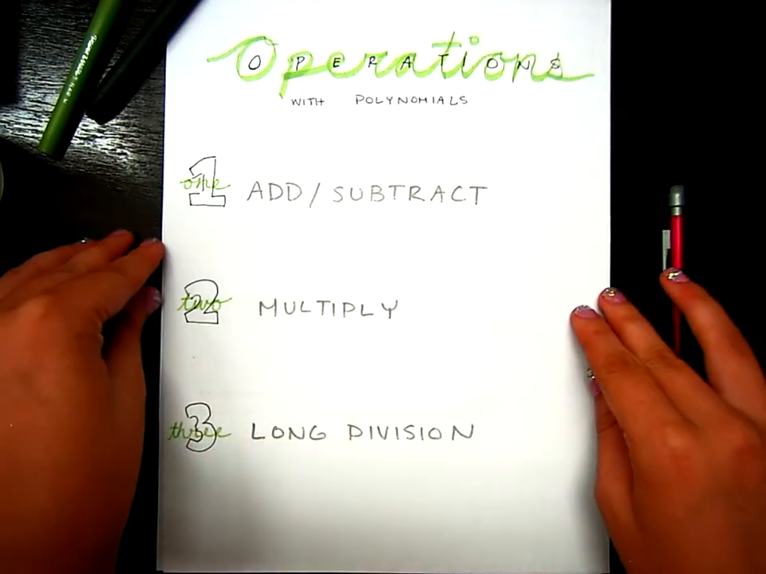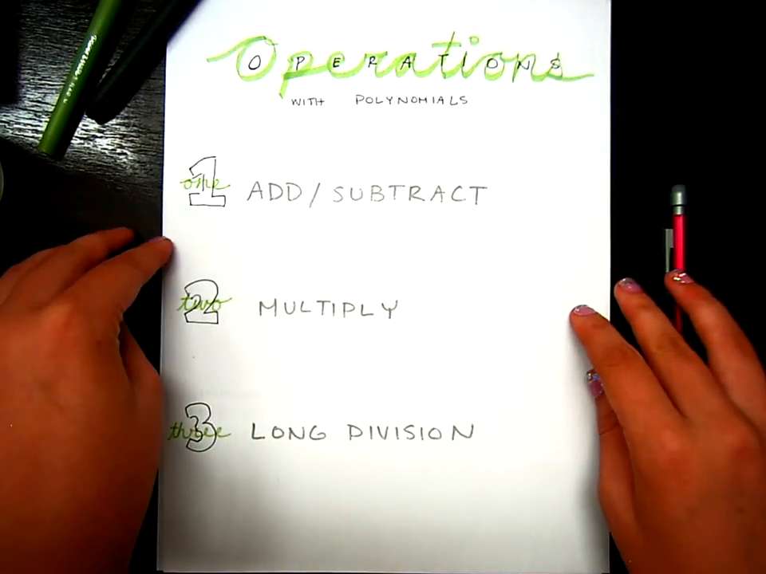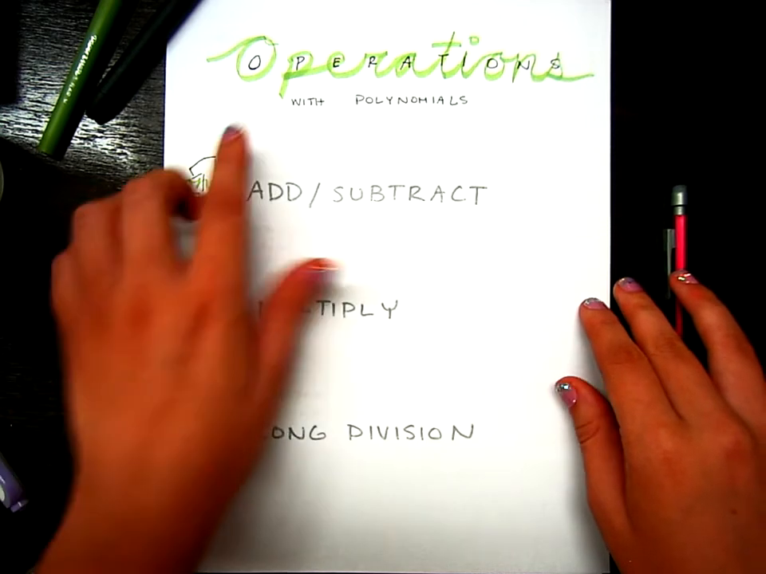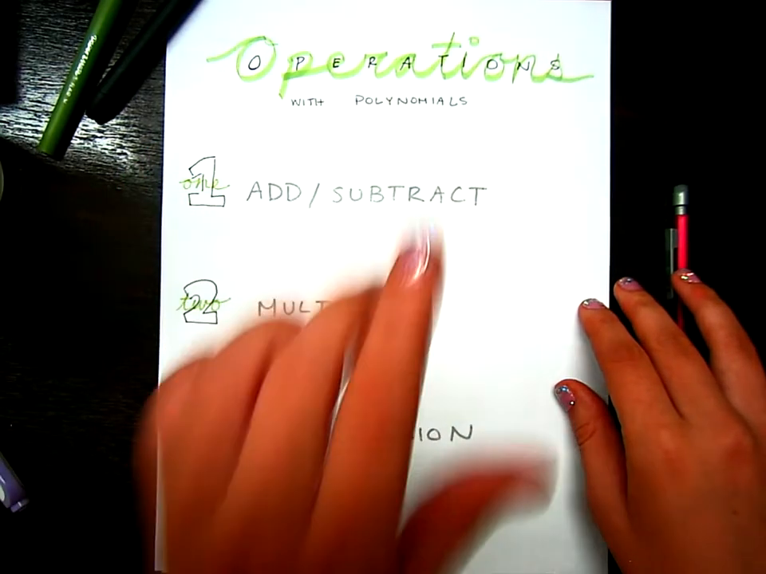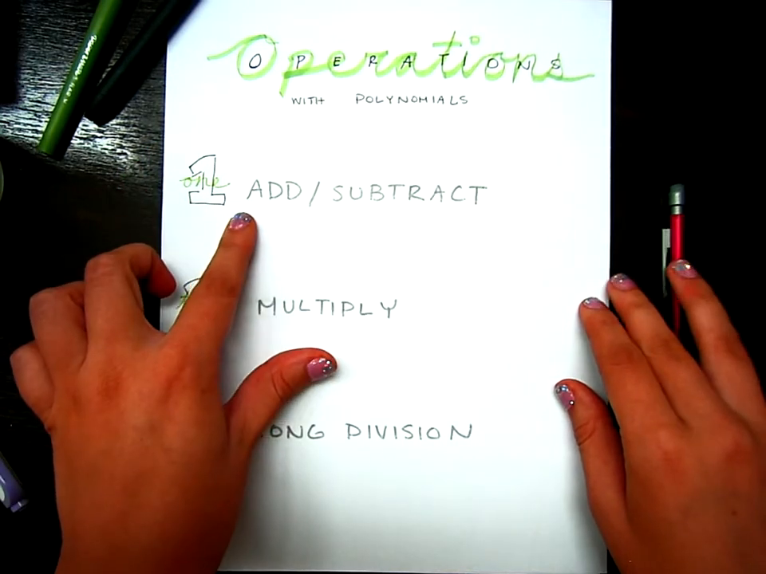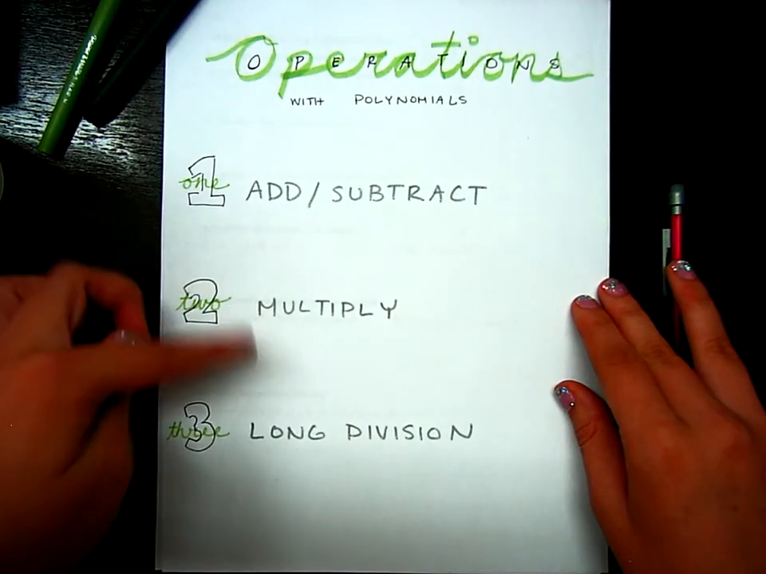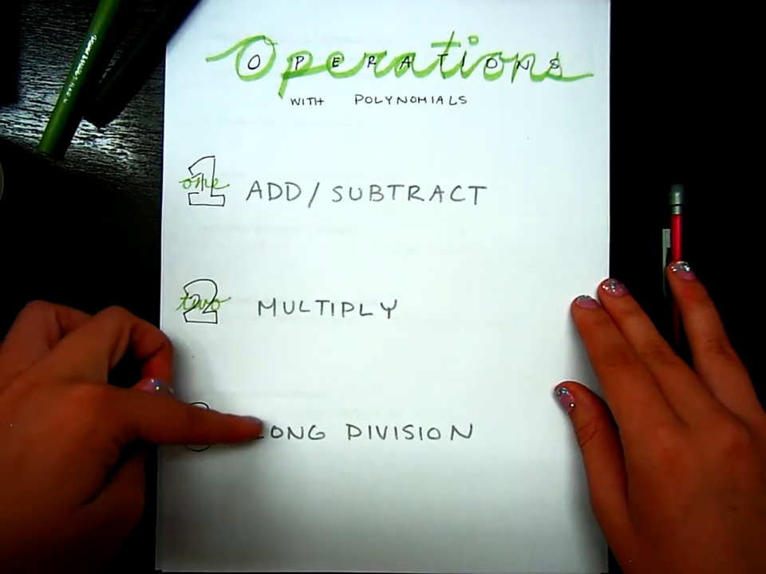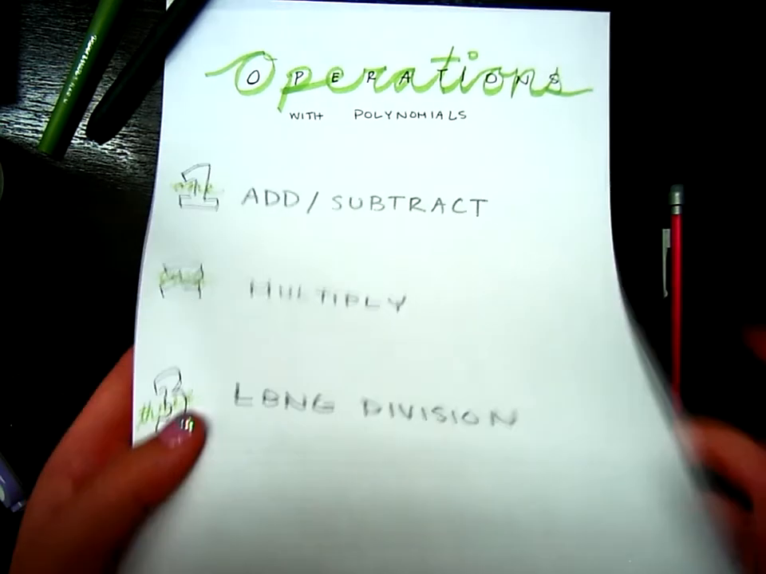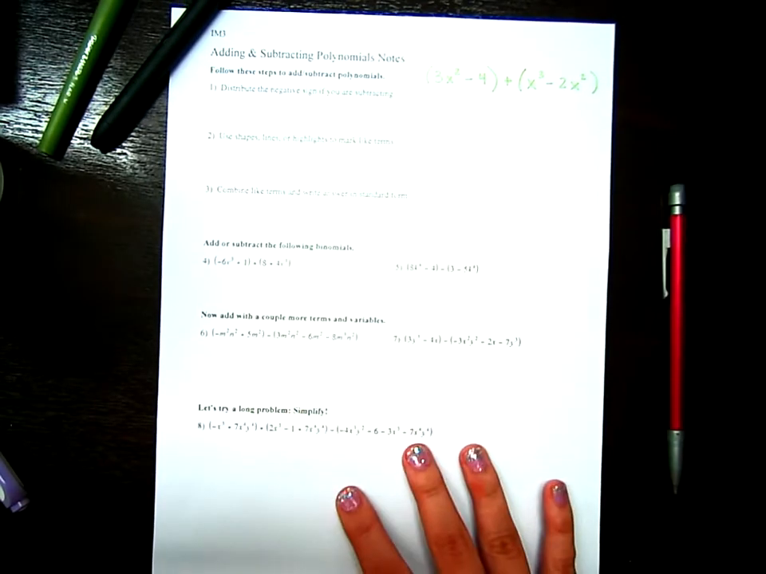We are working on the first of 3 videos. This is going to be a series on operations with polynomials. So this first video we are going to add and subtract polynomials, and then in the future we're going to learn how to multiply and divide using long division. Okay, so for our first video, let's do some adding and subtracting.